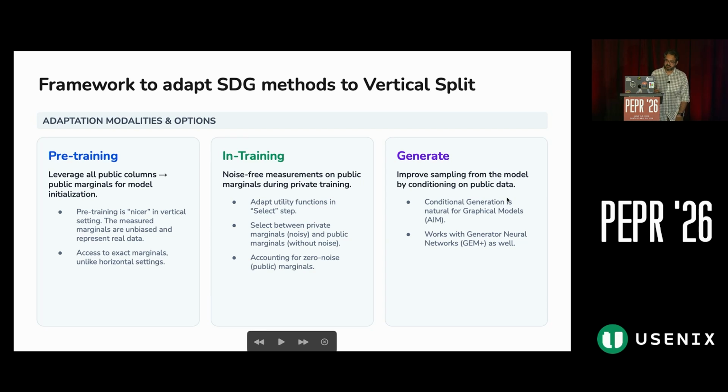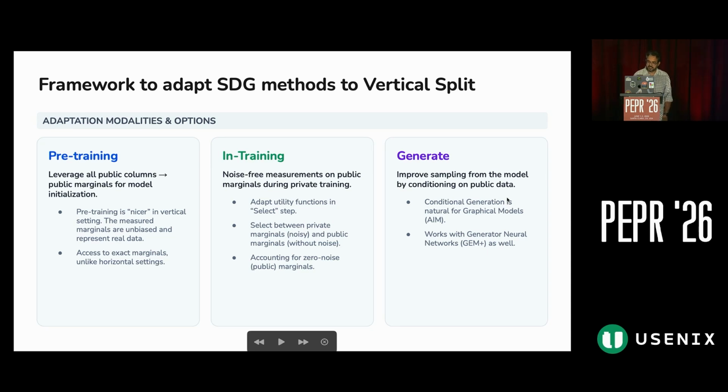Additionally, when these models are being trained, GEM Plus measures marginals and adds noise, right? There you can have this sort of split that if you have only public columns, don't add any DP noise and correspondingly save on the privacy budget, right? That's the other key thing.